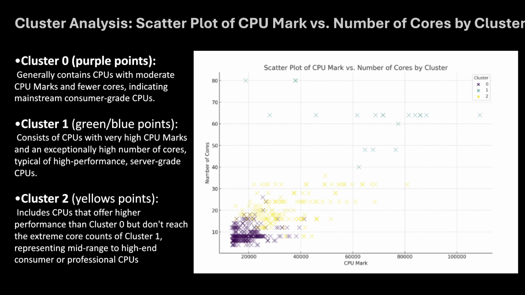So cluster 1 is the teal green points, and it includes high performance server grade CPUs with very high marks and cores, while cluster 2 represents the mid range to high end consumer or professional CPUs. Each cluster reflects different market needs and technological advancements.